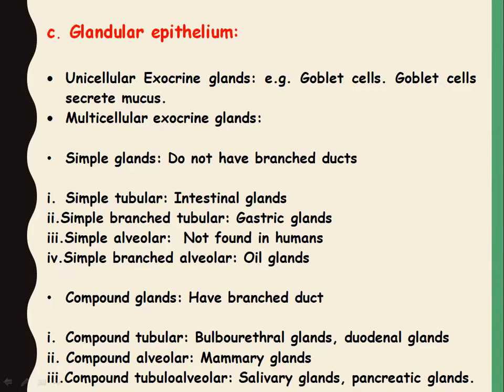Multicellular exocrine glands. Simple glands do not have a branched duct. First one is simple tubular, intestinal gland; simple branched tubular, gastric gland; simple alveolar, not found in humans; simple branched alveolar, oil gland. Compound glands have a branched duct: compound tubular, bulbourethral gland, duodenal gland; compound alveolar, includes the mammary gland; compound tubuloalveolar, includes the salivary gland and the pancreatic gland.